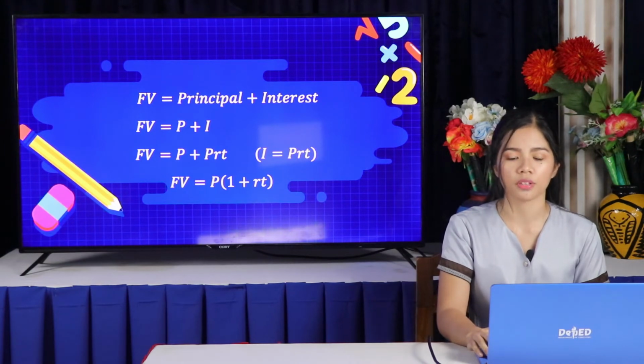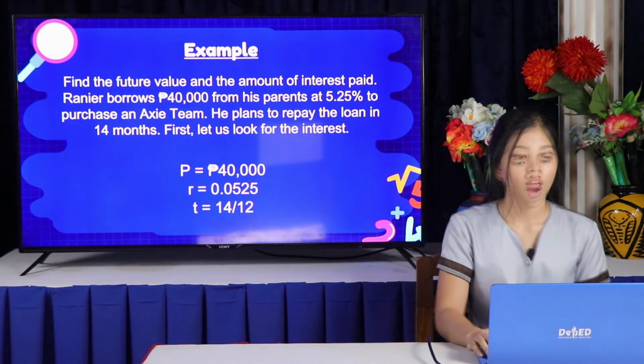Let's do this example. Find the future value and the amount of interest paid. Rainier borrows 40,000 pesos from his parents at 5.25% to purchase an Axi. He plans to repay the loan in 14 months. First, let us look for the interest.